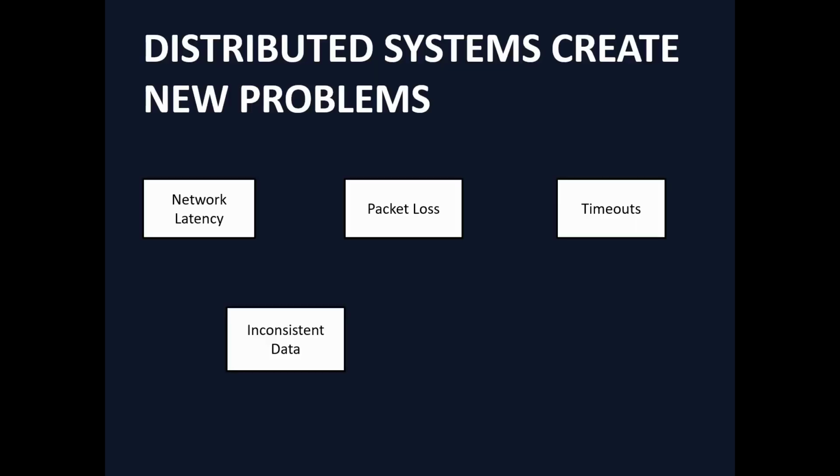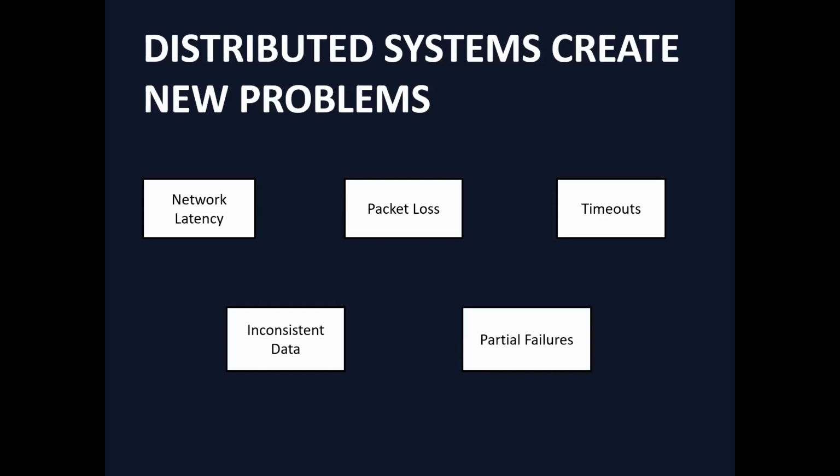Now, let's talk about inconsistent data. Imagine multiple servers updating the same data at the same time. One server may have the latest information while another server still has old data. Keeping data consistent across systems becomes difficult.